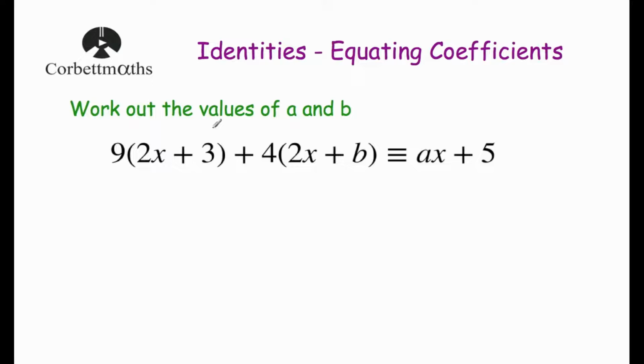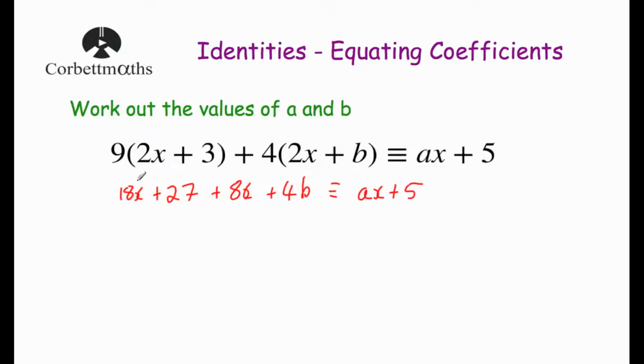So here we've got another identity, and we've got brackets in it. So let's expand our brackets. So we're going to have 9 times 2x, so that's going to be 18x plus 9 times 3 is plus 27. And then we've got another bracket, so let's expand this. So 4 times 2x would be plus 8x, and 4 times b would be plus 4b. And that's going to be equivalent to ax plus 5.